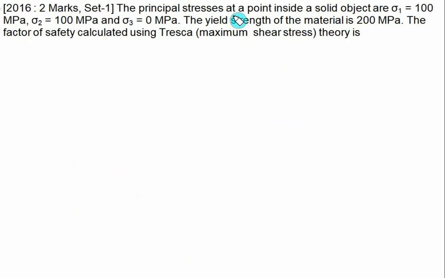The principal stresses at a point inside a solid object are sigma 1 equal to 100, sigma 2 equal to 100, and sigma 3 equal to 0. So we have sigma 1, sigma 2, sigma 3 values given, that is, all three principal stresses are given. The yield strength SYT is equal to 200. The factor of safety calculated using the Tresca maximum shear stress theory we have to find out.